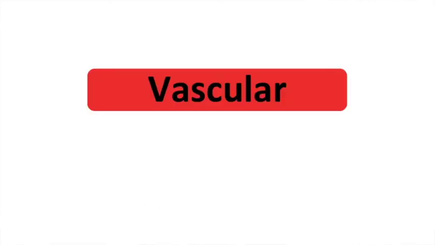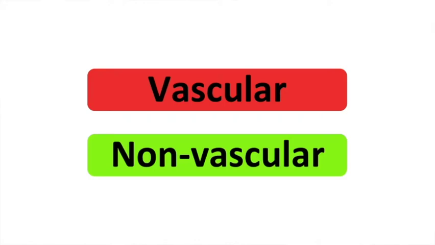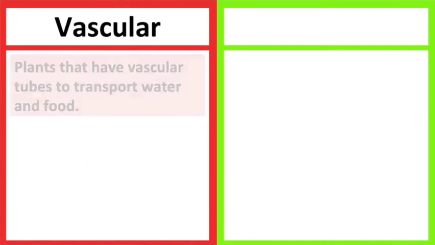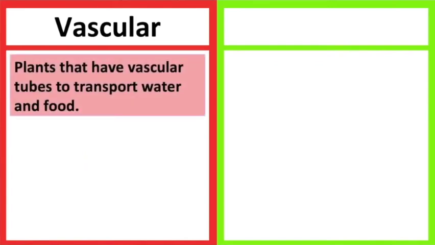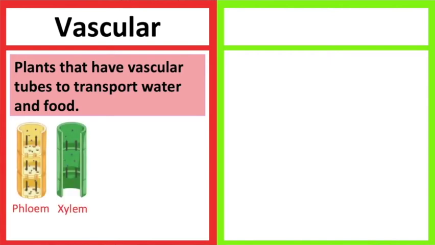Vascular plants, non-vascular plants. In this video, we will learn the difference between vascular and non-vascular plants. Vascular plants are plants that have specialized vascular tubes to transport water and food around a plant. There are two types of vascular tubes, phloem and xylem. Tubes that carry food from the leaves to the rest of the plant are known as phloem. Tubes that carry water and nutrients from the roots to the other parts of a plant are known as xylem.